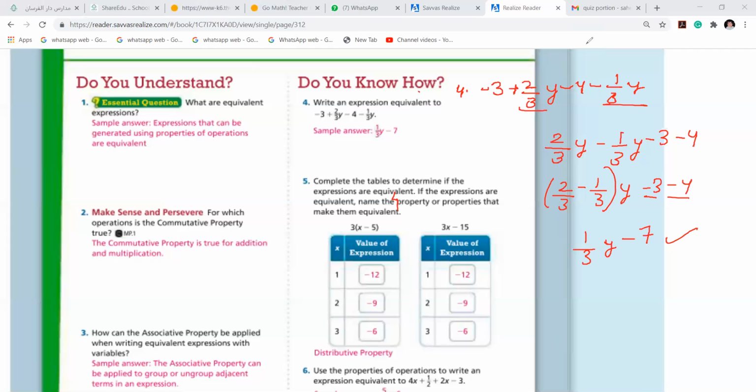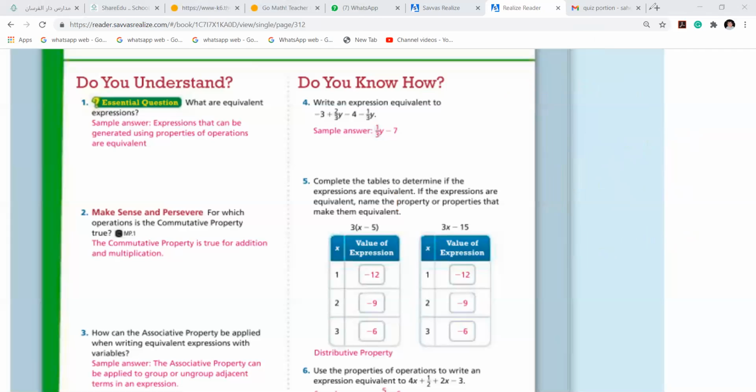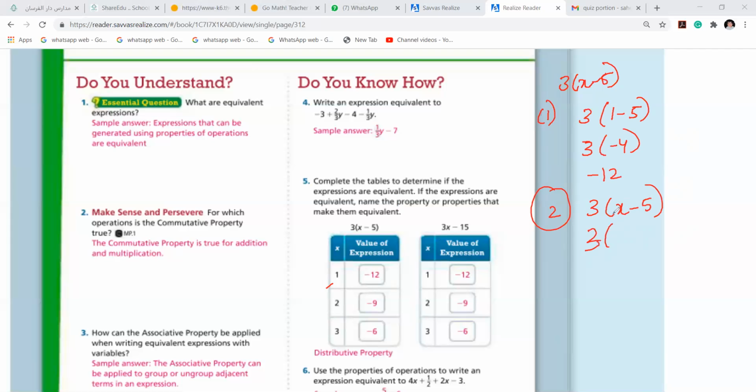Okay. I will clear it. Now this question, you have to put instead of x 1, you have 3x minus 5. If I put 1, what will happen? I get 1 minus 5. That is 3 and minus 4, minus 12. If I put 2 instead of x, I had 3x minus 5. I just have to put 2 instead of x. 2 minus 5 or 5 minus 2 because opposite sign. 3, sign of the bigger number. I get minus 9. Third one, I put 3.